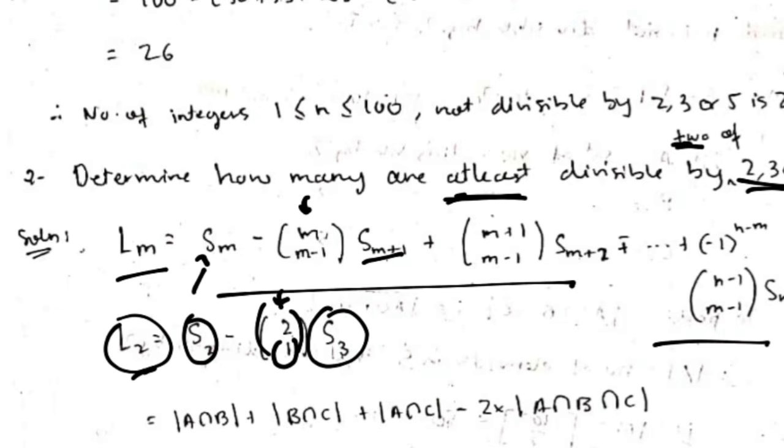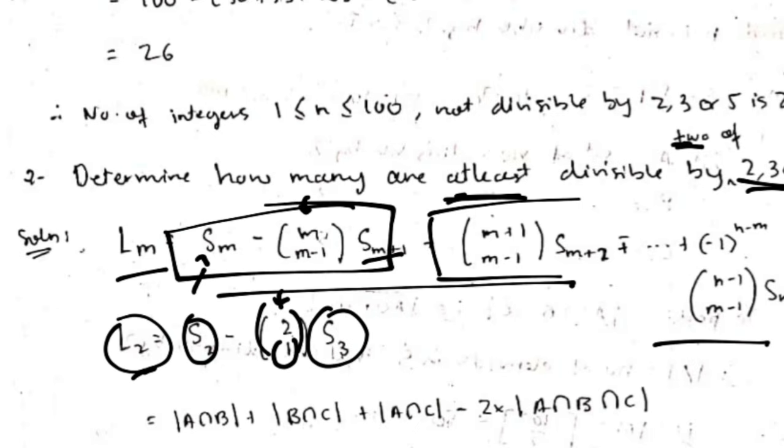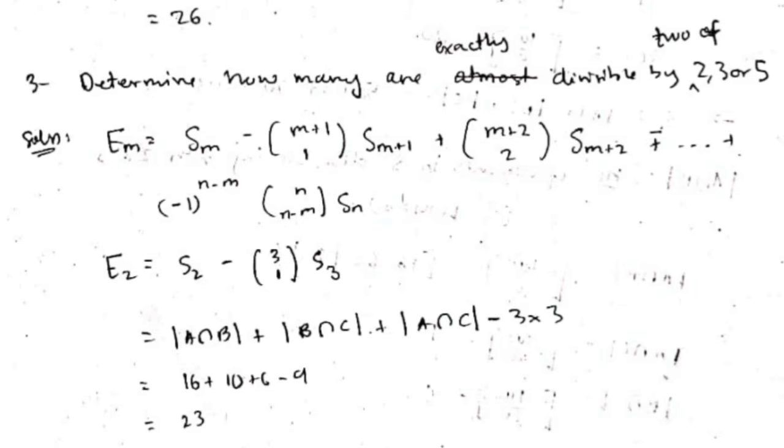Since we have till S3 only, we will not continue further. Okay, so this is the term which we need for the least elements. In the next question, we have been asked to find out how many are exactly divisible by 2 of 2, 3 or 5. Okay, so in this case, the em formula will be used.